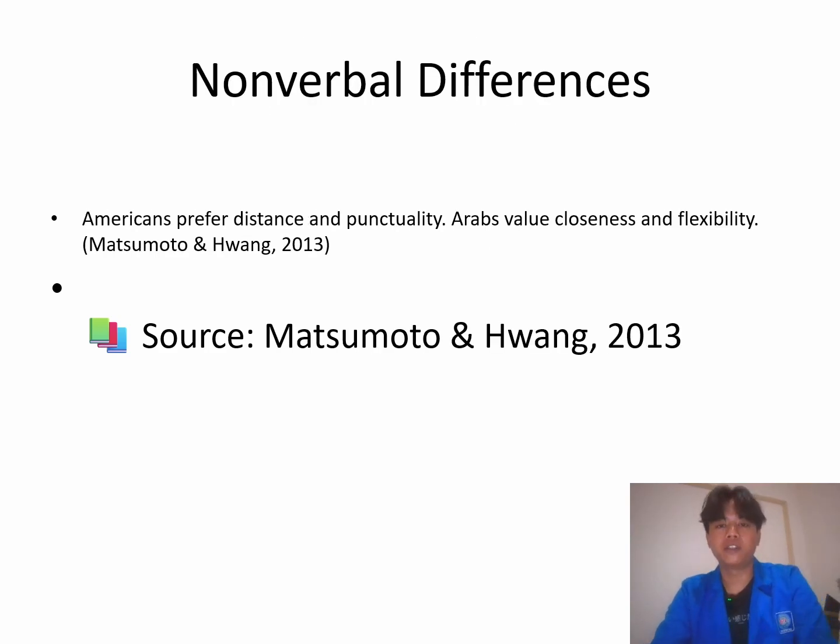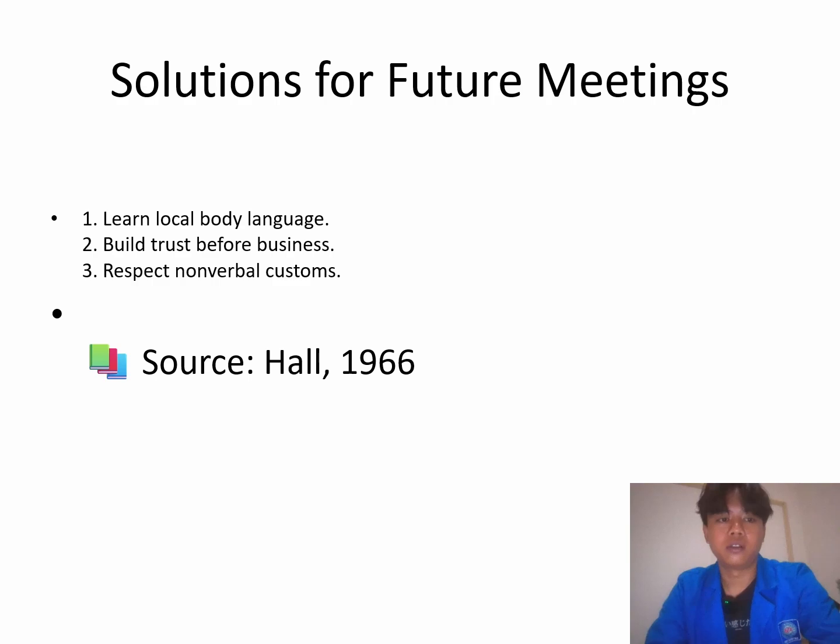And from the nonverbal differences, in American culture, punctuality is important and personal space is wide. But in Arab culture, time is flexible and closeness shows trust. As Matsumoto and Juang 2013 mentioned, most cross-cultural misunderstandings happen because of nonverbal misinterpretation.